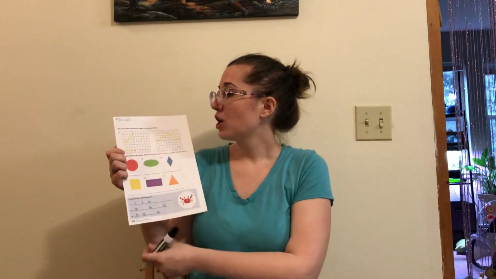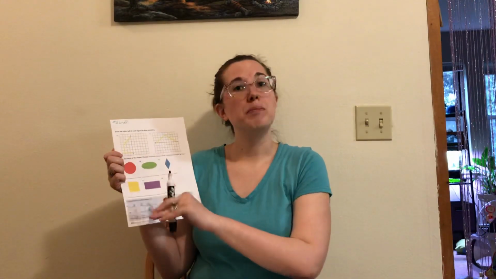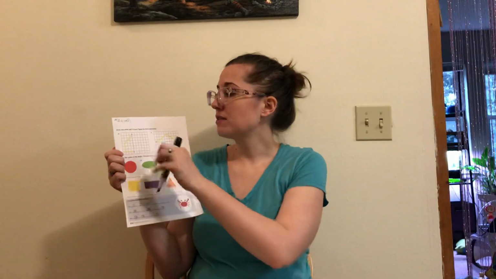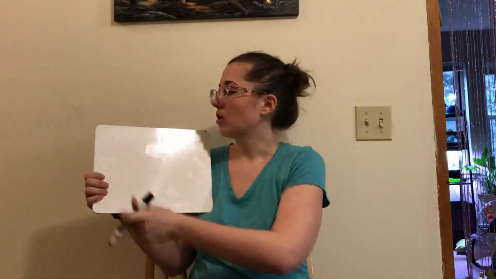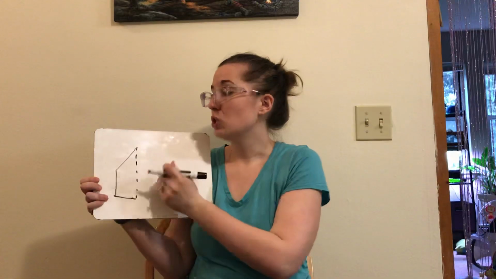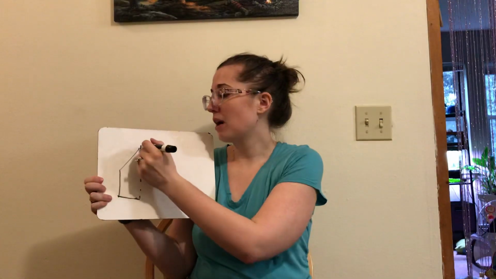On the back, we're going to be talking about symmetry. So symmetry is when something looks the same on both sides. They've started by putting the dotted line in for you. And on this one, they have half of a house. I'm going to show you what that will look like. One second. So they have half of your house, and they put your line of symmetry in. You need to make it look the same on the other side.